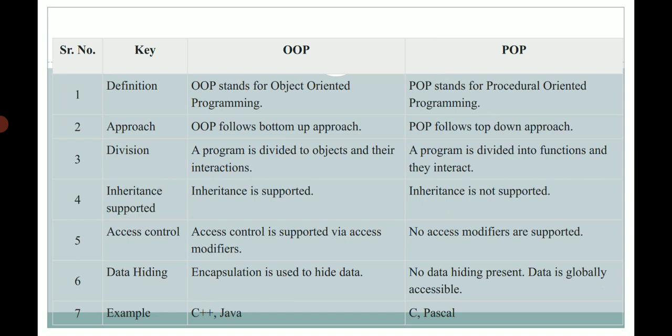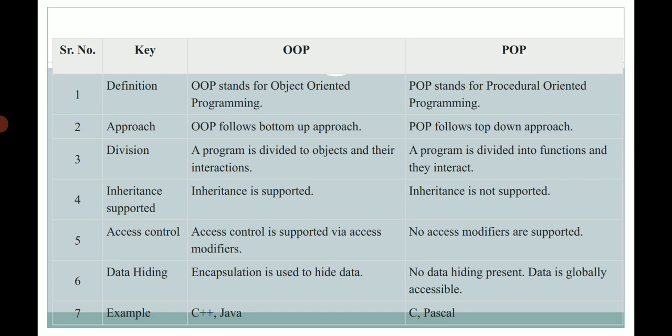Procedural oriented programming follows the top down approach. Here we first define the main function, then define subfunctions. So the control flow is moved from the main function to other subfunctions. So this approach is called the top-down approach.